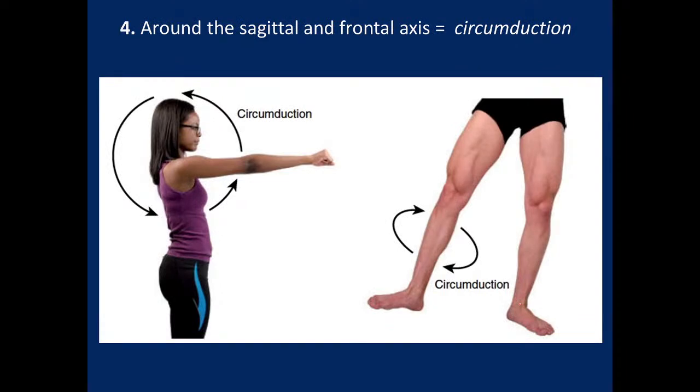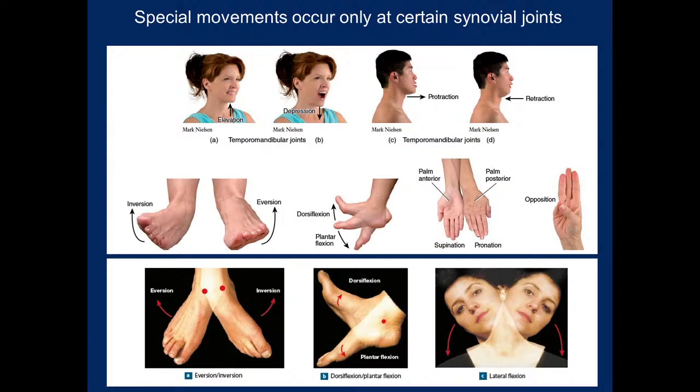Around the sagittal and frontal axis, circumduction is possible. That is circumduction, when the end of the leg produces a circle. Circumduction is also visible in the shoulder joints. Special movements occur only at certain synovial joints.